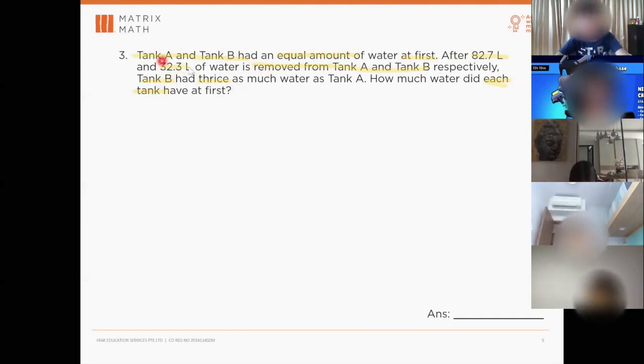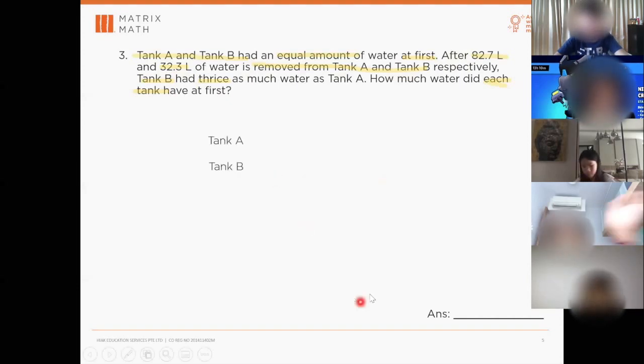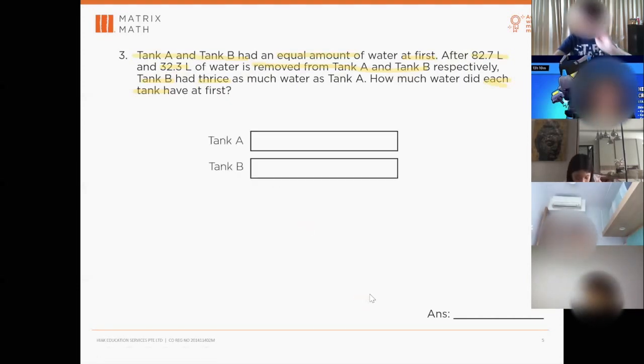So at first tank A and tank B had an equal amount of water. So very simple. You just start with tank A and tank B. Just draw an equal length for each of the tanks. Zahara, correct? Good. Okay, so now you want to remove 82.7 liters from tank A first.